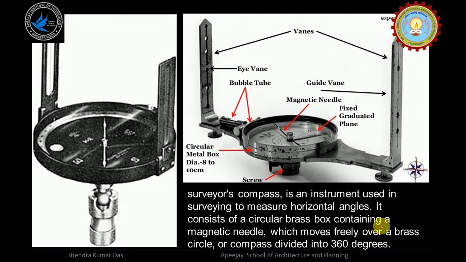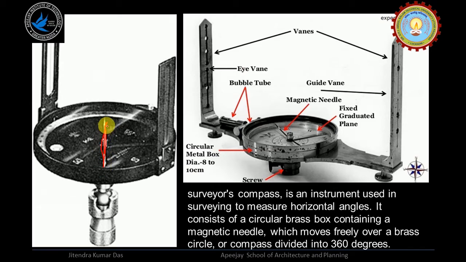It consists of a circular brass box containing a magnetic needle which moves freely over a brass circle or a compass divided into 360 degrees. Here you can see several things. You can see the vanes, the eye vane, the bubble tube to level it, the circular metal box, the magnetic needle and the fixed graduated plane. It is fixed. The casing and the graduated readings are fixed now, and the needle is free to rotate.